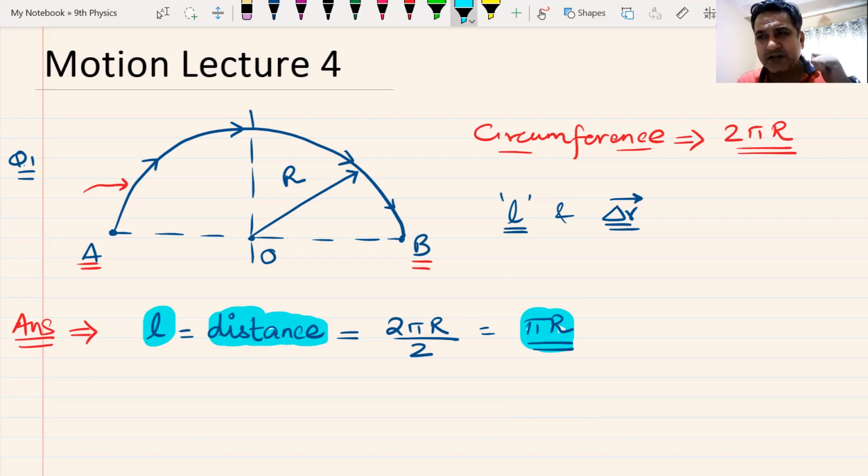The easier part at any time is to find out displacement, because to find out the distance, you must calculate the length of the exact path. For that, you must know what the path is.